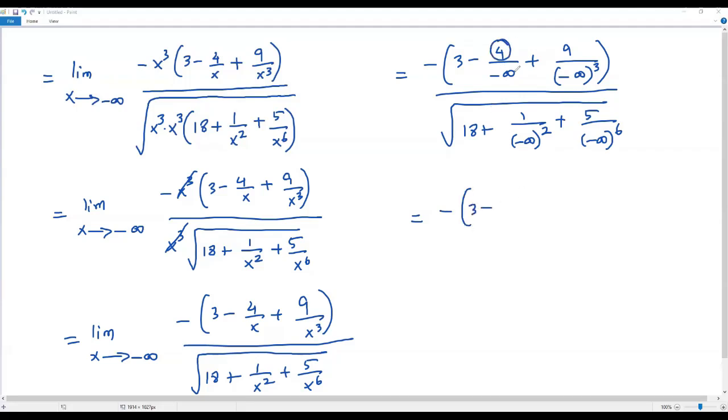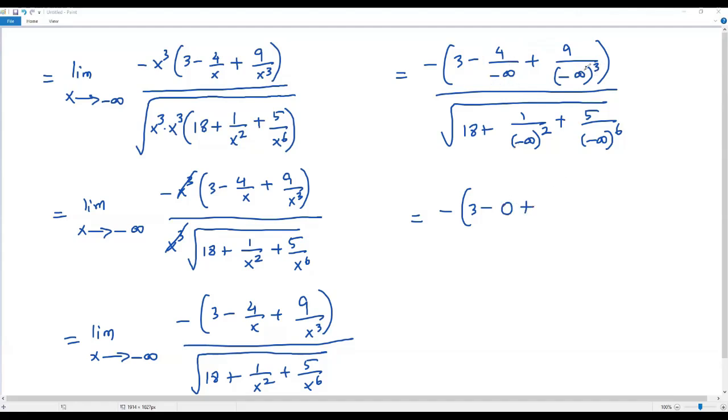Okay, when I divide 4 by a very large negative value, whenever I divide a finite value by positive infinity or negative infinity, it will always result in 0. So the result of 4 over negative infinity is 0.